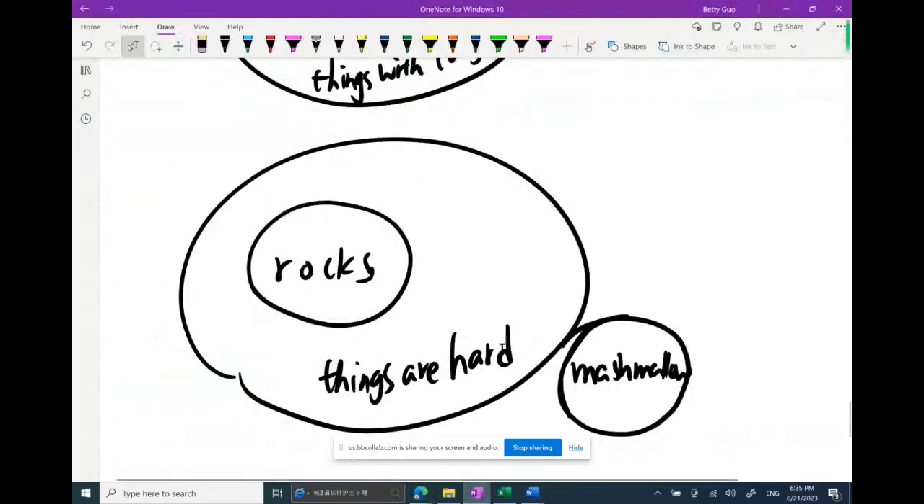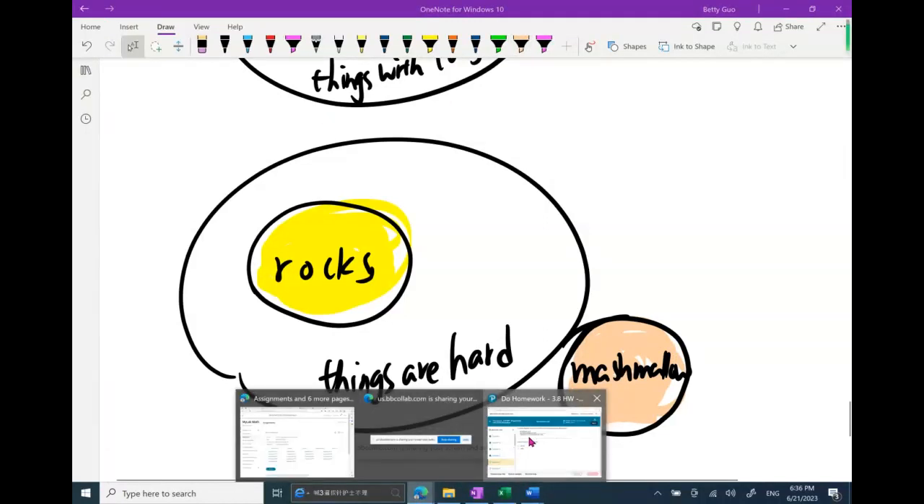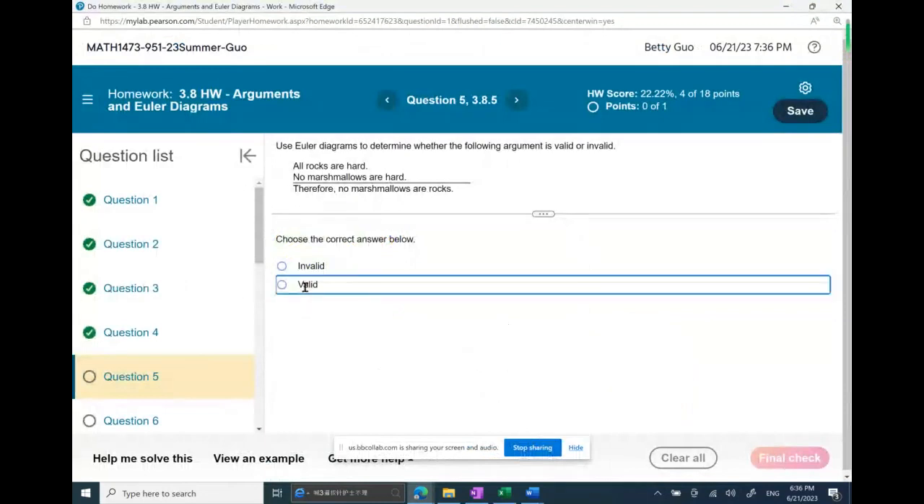No marshmallows are rocks, yes. The two small circles definitely are disjoint as well. If the bigger circle and the marshmallow are disjoint, then the smaller circle, rocks, which is inside the bigger circle, and the marshmallow, of course, are disjoint as well. They do not touch, they do not overlap, they do not have any common members. This is valid.